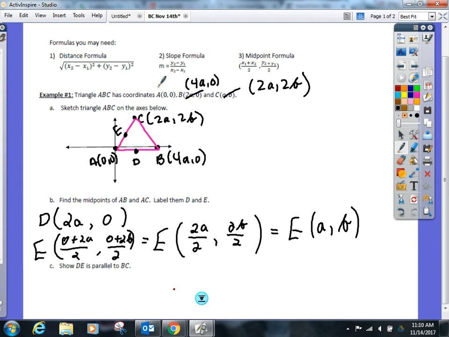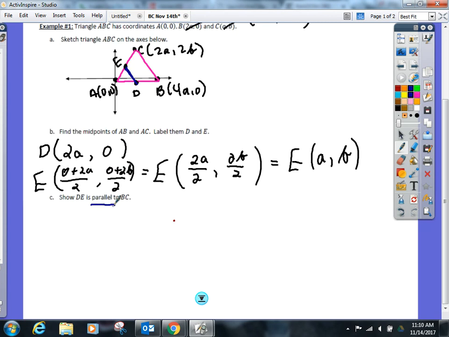Okay, now it's going to get a little bit more complicated. Show DE, what we just made right here, is parallel to CB. Well, we've got three formulas we're working with. Which one shows parallel lines? We did a whole entire unit on it. Which formula is going to help me show two lines are parallel? Slope formula. So we're going to find the slope of DE. What about their slopes? Is that the negative reciprocal or the same slopes? We want to come out at the end, hopefully, with same slopes.